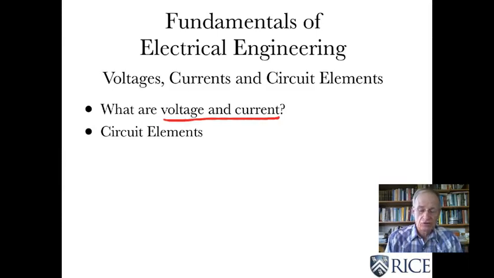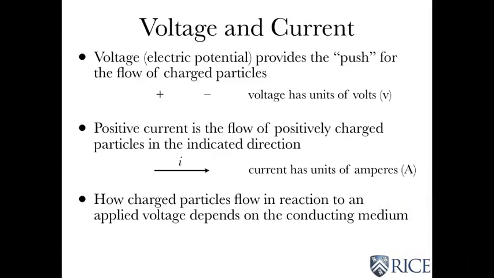We'll then talk about the circuit elements. These are elements that act on voltage and current in very particular ways, and these are used to construct real live analog circuits. So what are voltage and current?